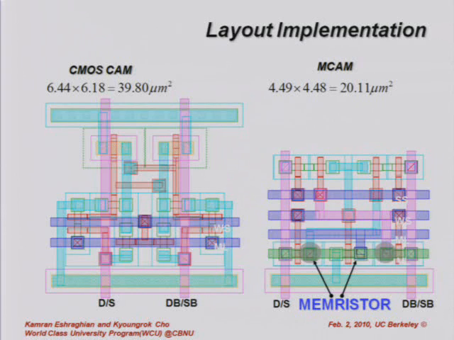This colorful slide shows some layouts for CMOS and memristor-based CAMs. Two memristors are here on the metal 3 layers on a silicon. This is very much smaller than conventional CMOS.